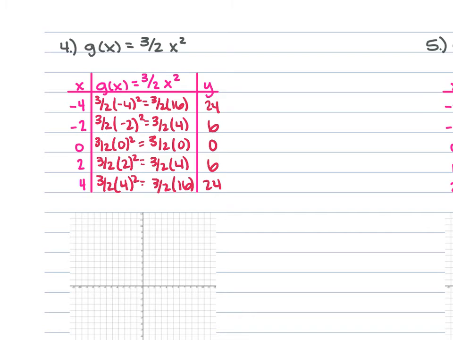So this first negative 4, 24 and this last 4, 24 is not going to fit on our coordinate plane. So we are going to graph the 3 points in between. So we have negative 2, 6, positive 2, 6, and 0, 0.